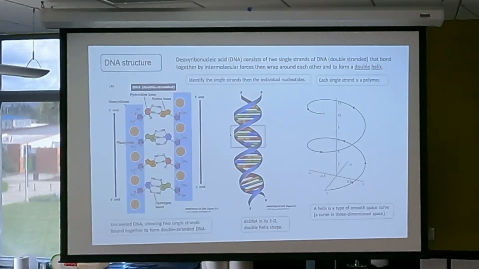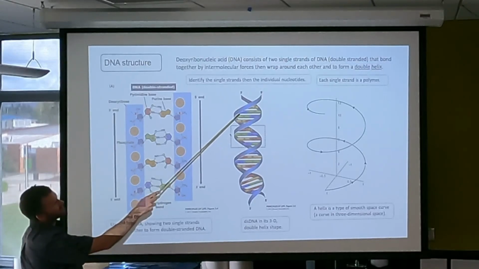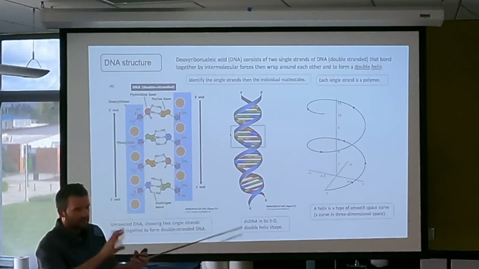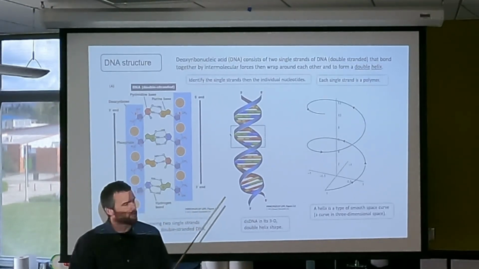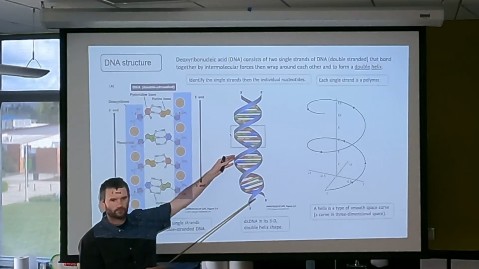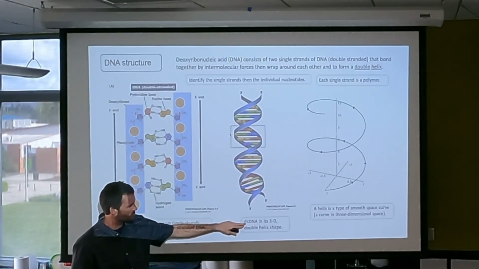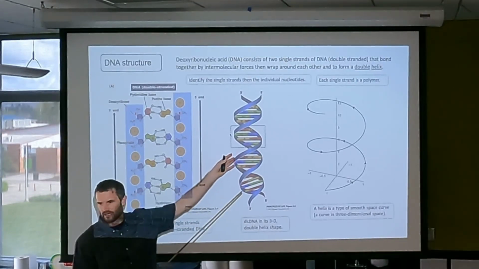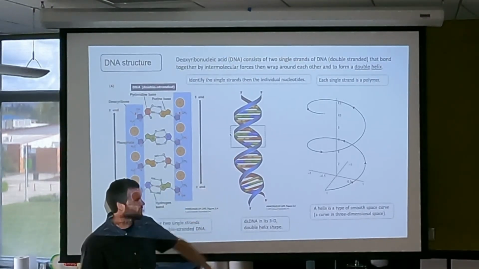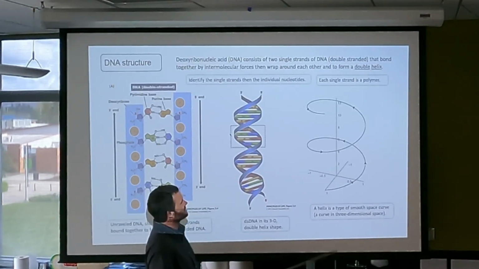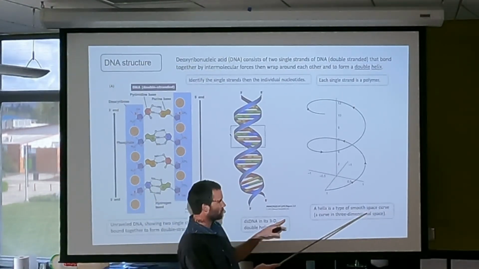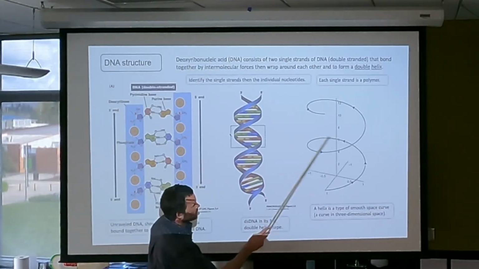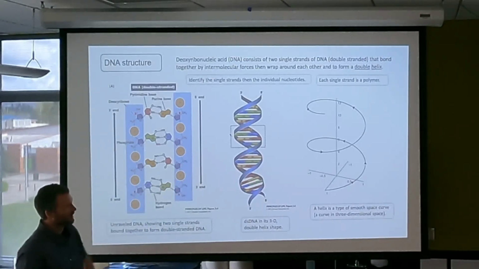So DNA consists of two single strands of DNA that bond together by intermolecular forces and then wrap around each other to form what we call a double helix. This is double-stranded DNA. That's what DS stands for, double-stranded DNA. And it's a three-dimensional double helix shape. So this is functional DNA. And what is a helix? I had to look this up. It's a smooth space curve. So you have each of the strands, and it forms this helix.